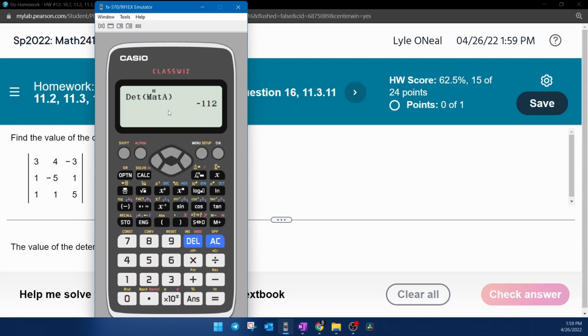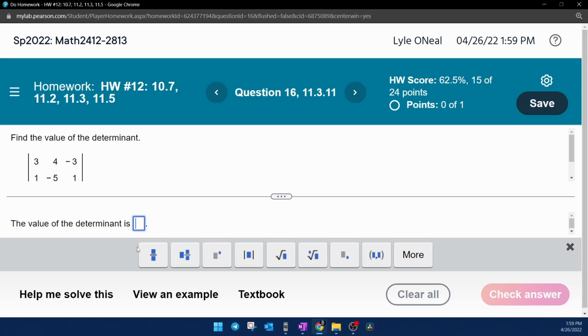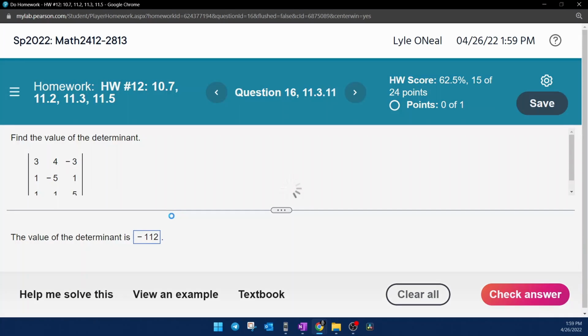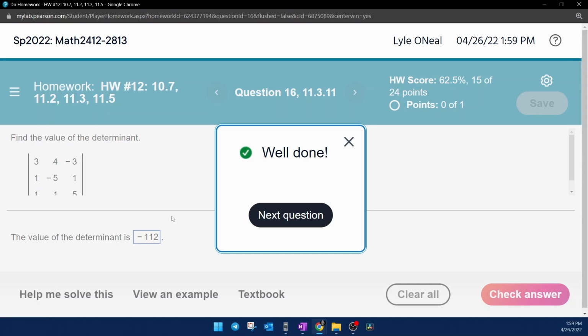And one other thing before we leave, if you're doing this with your ClassWiz and you need to get back to regular calculation, you simply hit menu and 1, and that'll take you back home. And checking our answer, negative 112, and we're done.